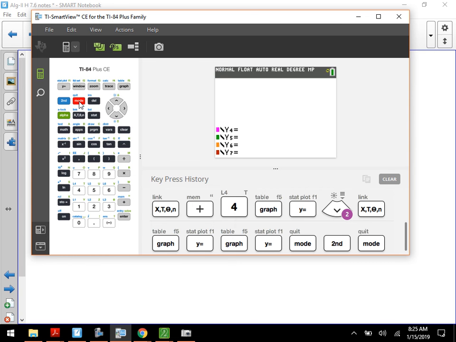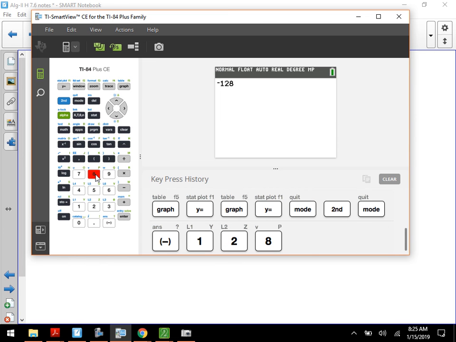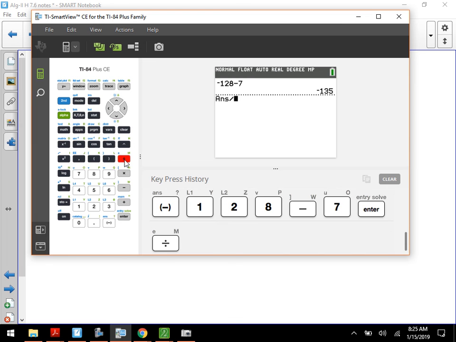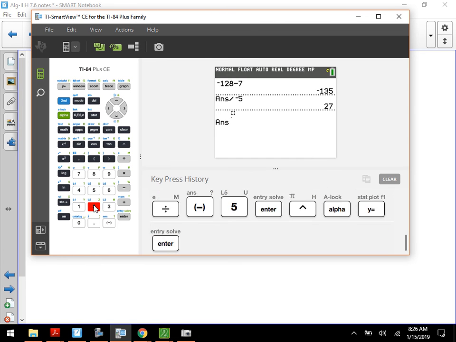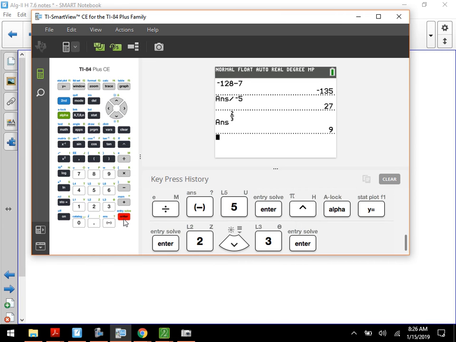So I would take that -128 minus 7, I'd hit enter. I would divide that by -5, I'd hit enter. Then to undo a 3/2 power, I would go to the 2/3, so I would go alpha y equals 2/3. And at this point, I'm at 9 equals -5. Okay. That's the idea. You're going to want to use a calculator for a lot of this stuff.